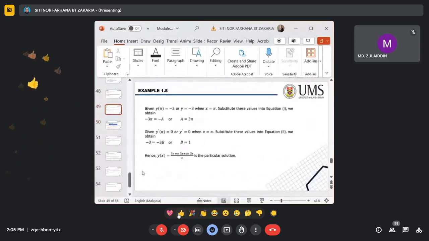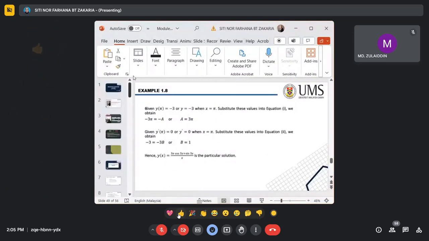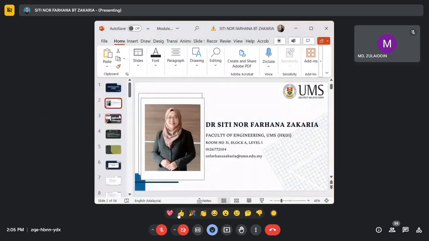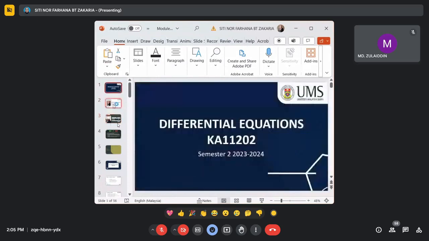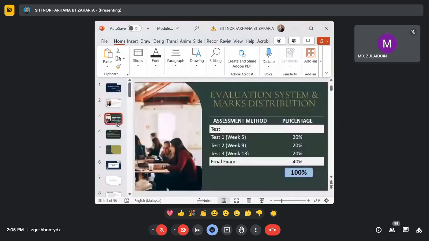Saya tak boleh delay this lecture because we have compacted this subject from 3 credit to 2 credit. So kita tak ada minggu bulan madu ya, honeymoon week tak ada for this subject. So today I will continue with topic 1.